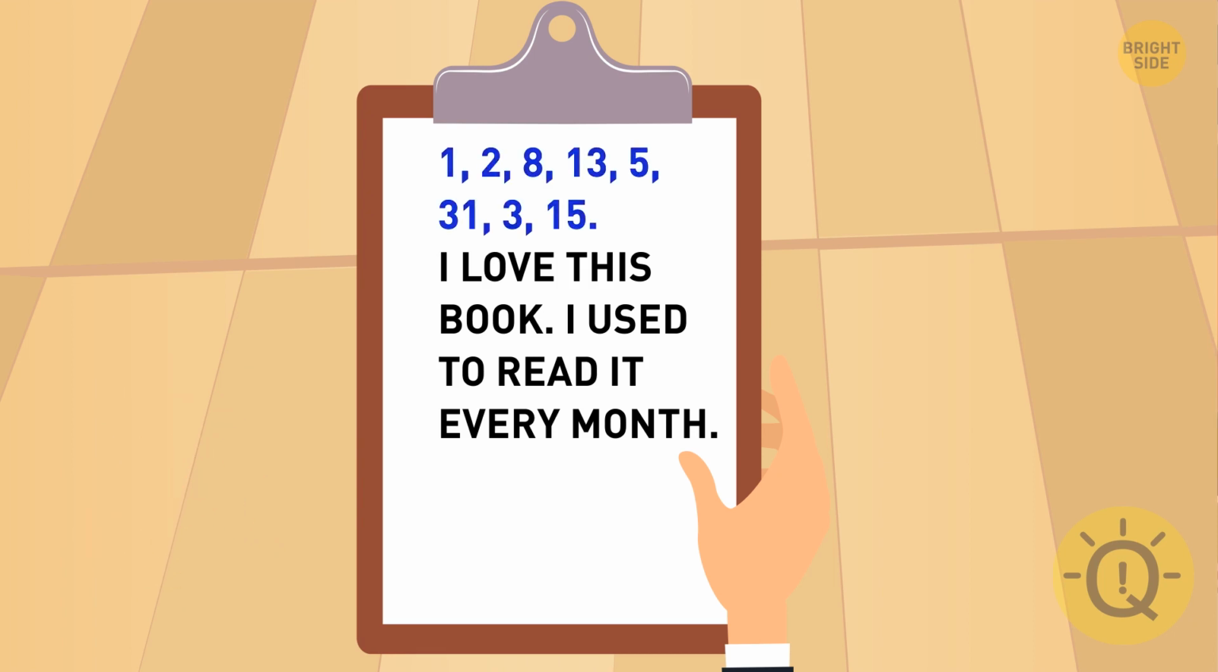The numbers stand for the place of the letter in the phrase. The first one is I, the second one is L, the eighth one is I, the 13th one is K, the fifth one is E, the 31st one is Y, the third one is O, and the 15th one is U. The note says, I like you.